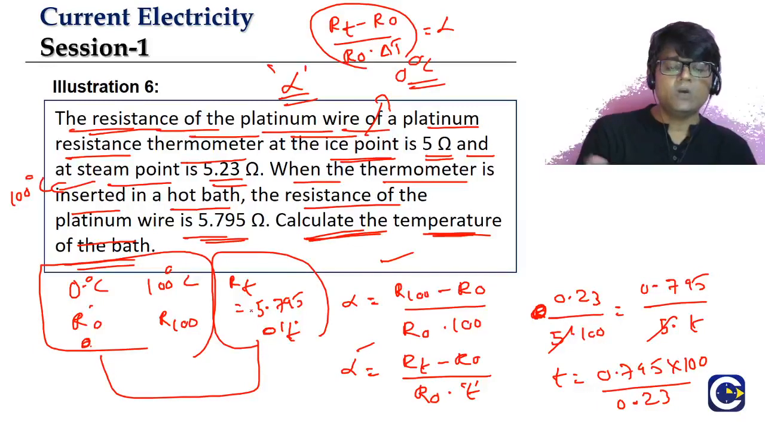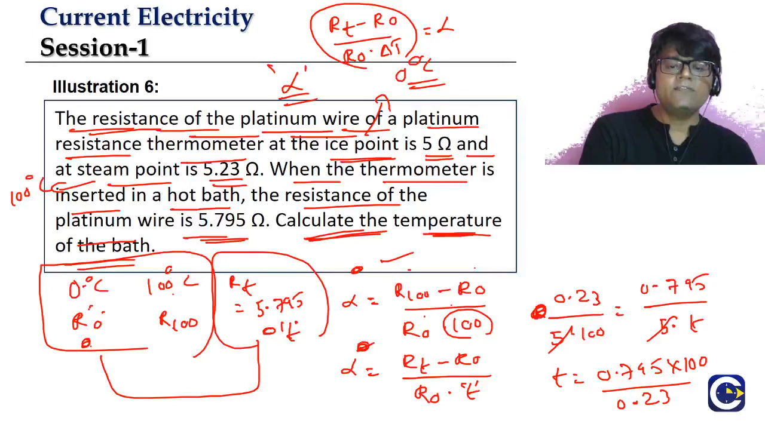So understand, guys, what we are doing here. We have the base temperature, the steam point, and then the unknown temperature. We use the alpha formula between the base temperature and the steam point. Previously we saw that alpha formula, between the reference and any temperature T. The formula for alpha is RT minus R0 by R0 into delta T. So when we write R100 minus R0 by R0, the temperature difference between 0 and 100 is 100.